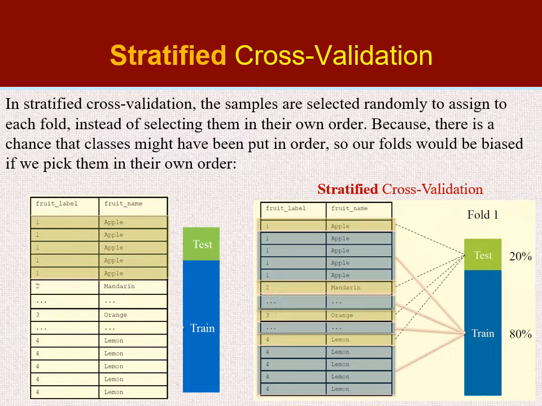Scikit-Learn uses a stratified cross-validation for classification, but it uses normal cross-validation for regression problems, since the issue does not hold true for regression problems.